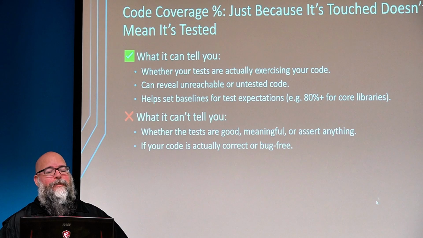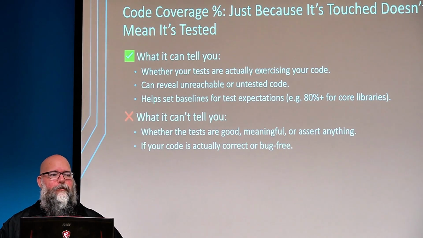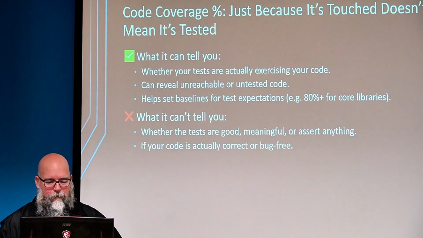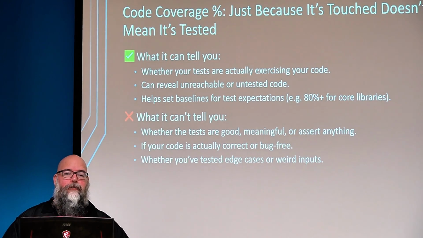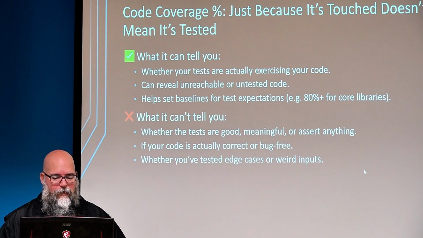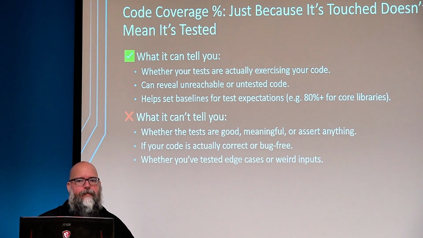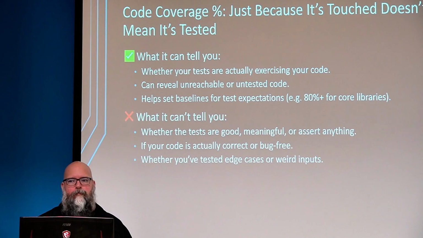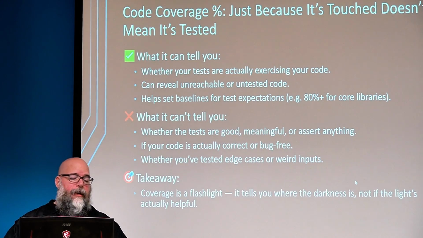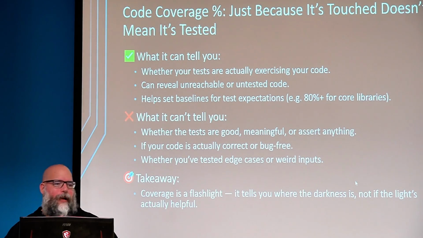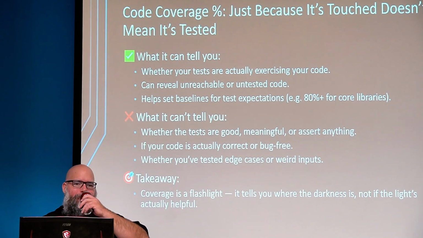In fact, none of these code metrics are going to tell you whether any of the code you're actually writing is correct or bug free. And it's not going to tell you anything about what you've actually tested. In some cases, that's going to be very important because you'll end up with edge cases that can result in bigger bugs later on. So the takeaway for this one is coverage is a flashlight. It tells you where the darkness is, not if the light's actually helpful.